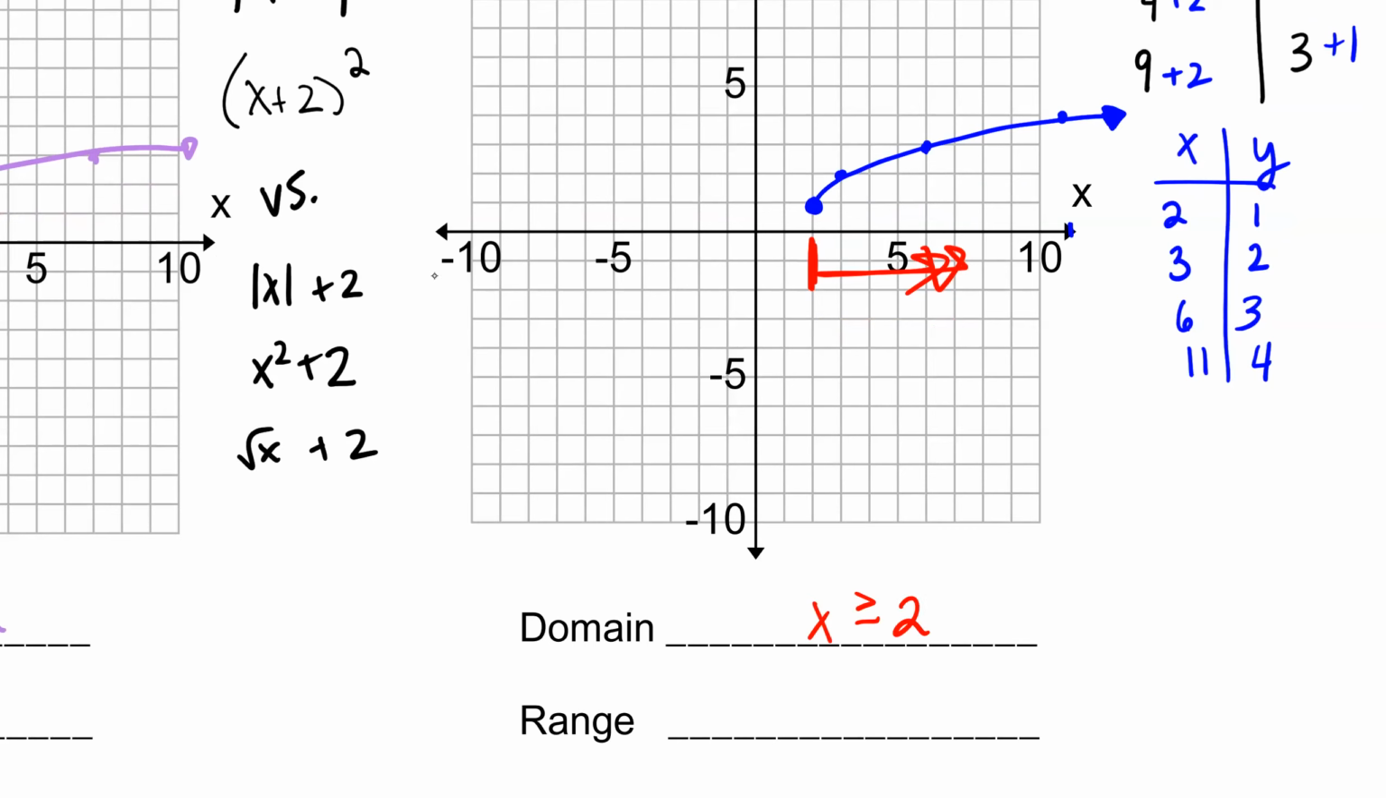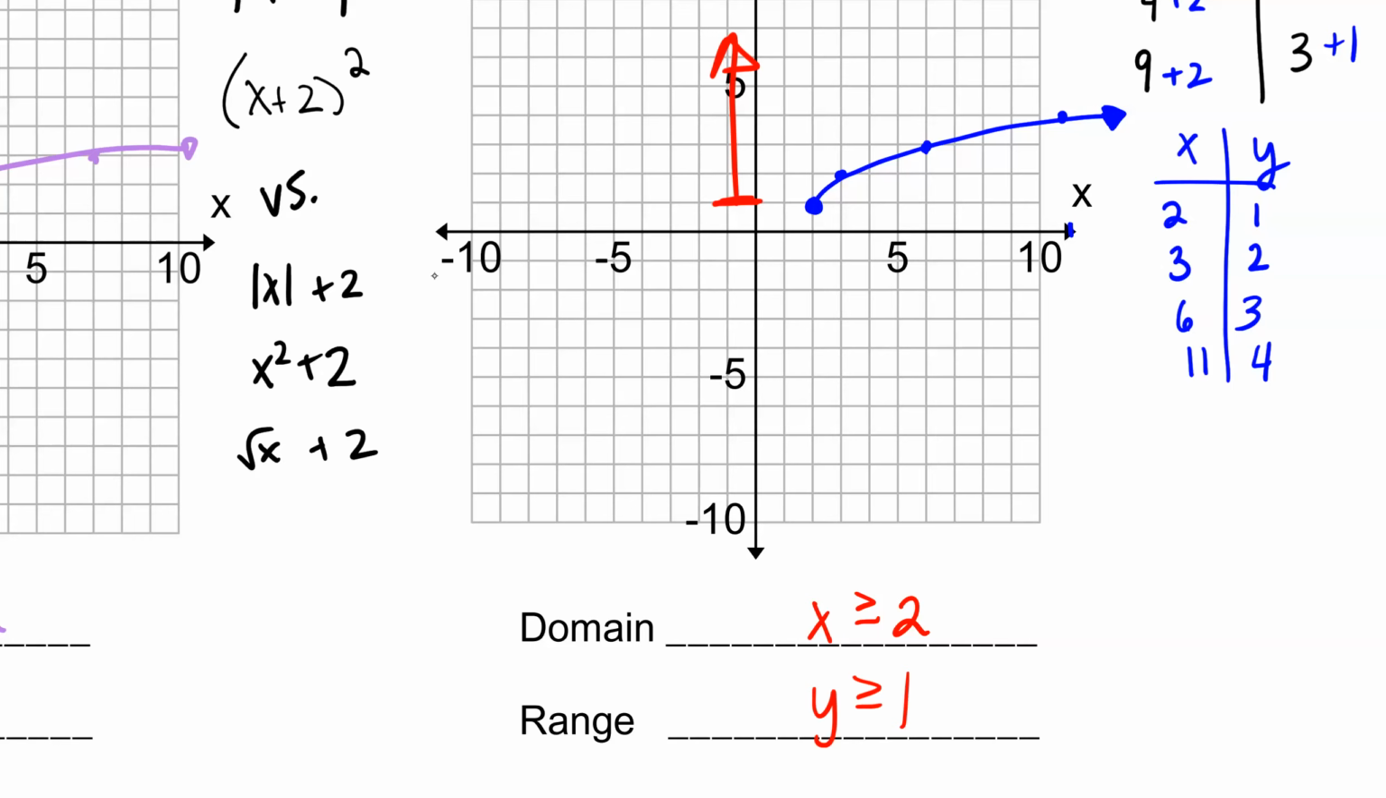Will the graph ever be like this? It could, yeah, it could flip. And the next one is the range. So look at our y values. Our y values start at 1 and all of them are bigger. So y is greater than or equal to 1. All of our y values are either 1 or bigger than 1, above 1.